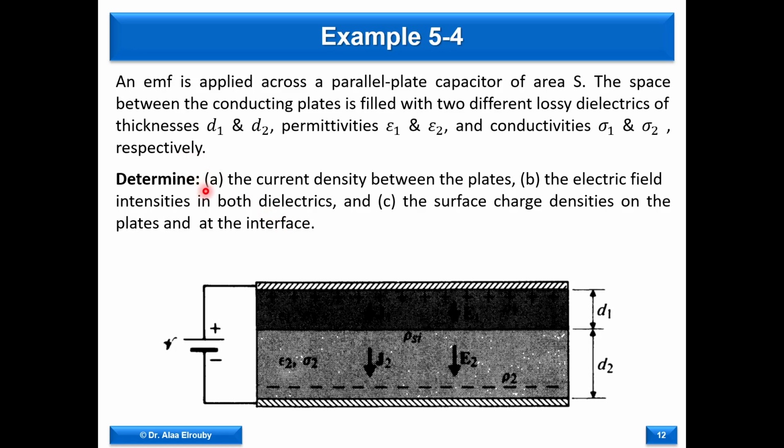It is required to determine three things: the current density between the plates, so the current density in medium 1 and in medium 2, the electric field intensity in both materials, and the surface charge density on each of the plates. So let us see how we can solve this problem.